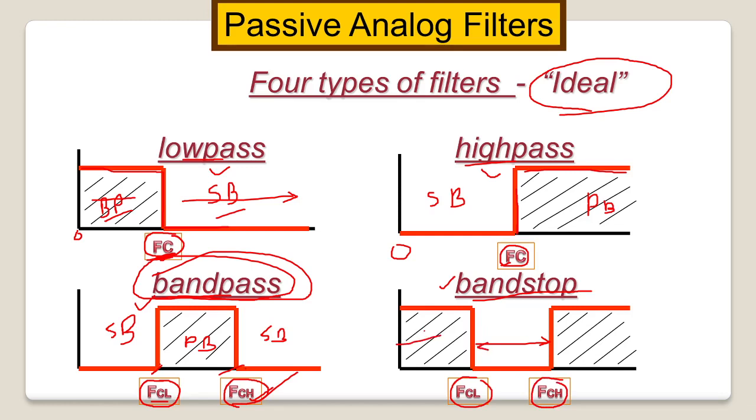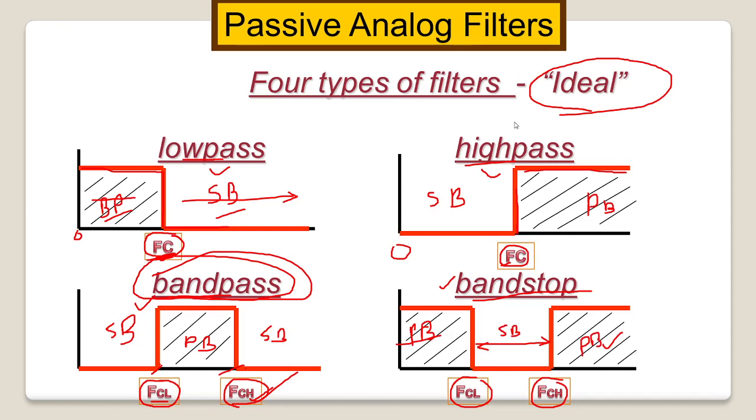This will be passed by this filter. This is also passed by the filter. So this is my pass band. This is also a pass band. This is my stop band. So these all filters are ideal ones.